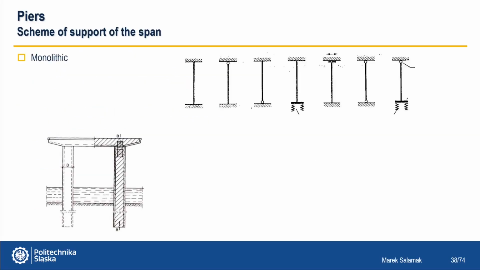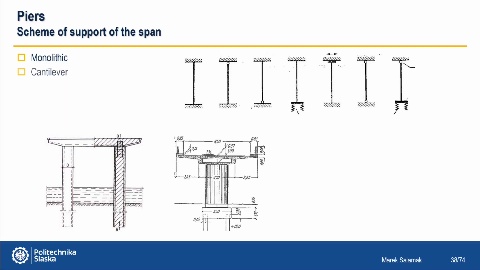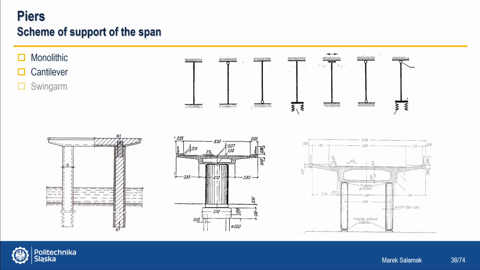We can have various support schemes for the span. Monolithic, when the column is fixed in the span and in the foundation. Cantilever, when the column is fixed in the foundation and there is a bearing on the head on which the span rests. And the rocker arm, when the joint is at the bottom and top of the column. However, this solution is rarely used anymore.